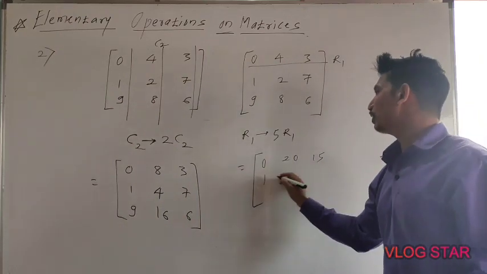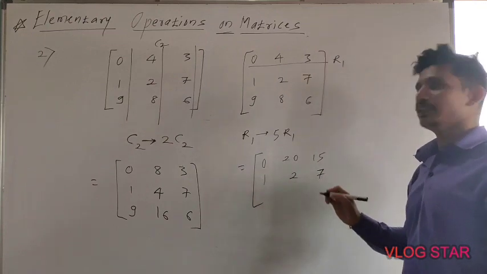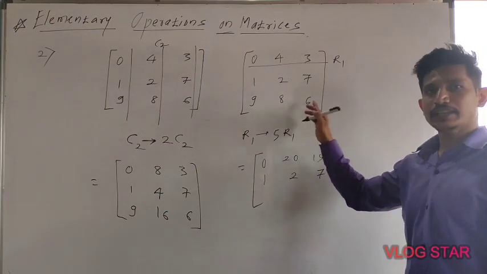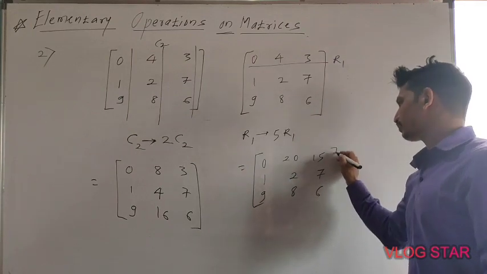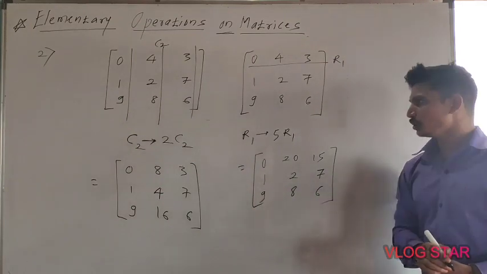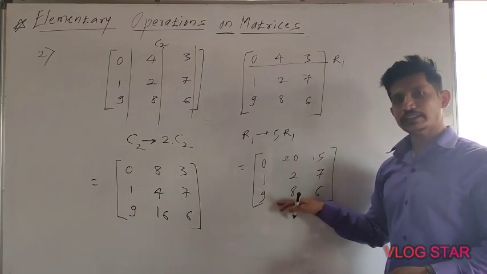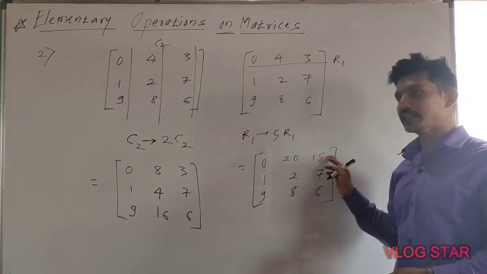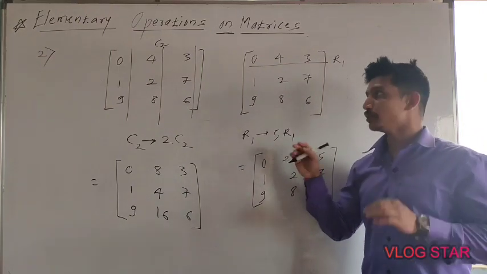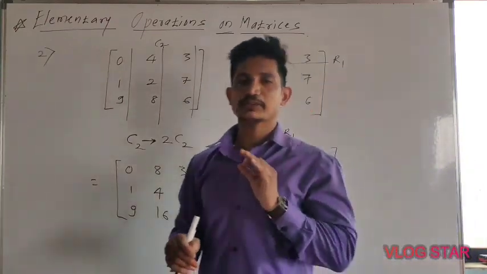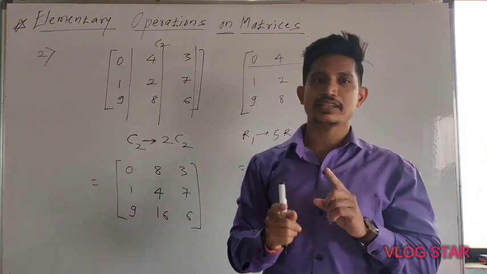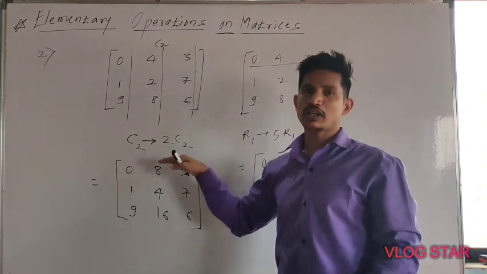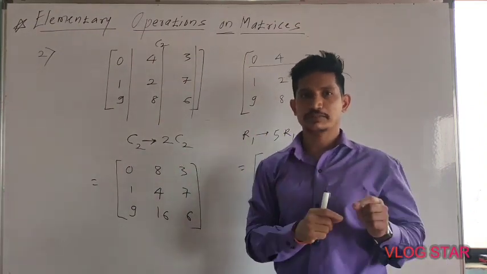Second row is 1, 2, 7 and third row is 9, 8 and 6. So second row and third row are as it is, and the first row I changed by multiplying by number 5. So the second elementary operation is that we can multiply any row or any column by a non-zero number.